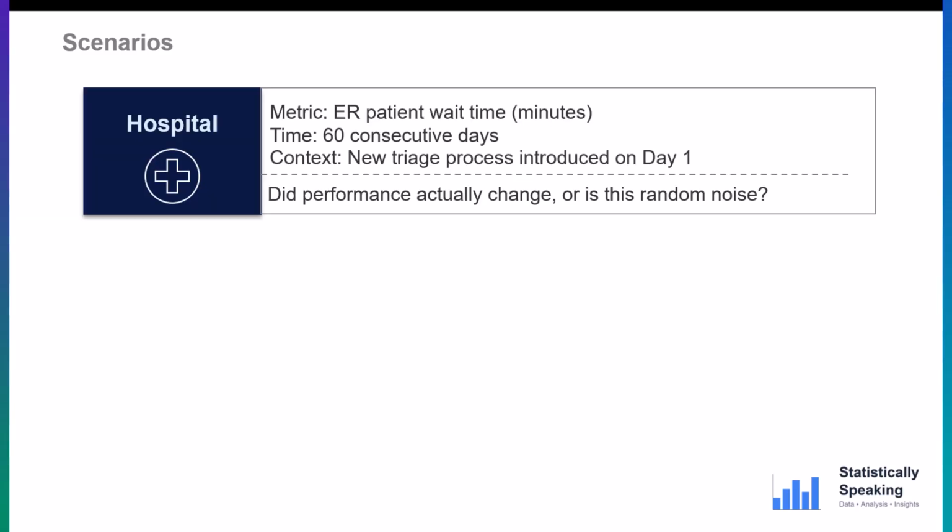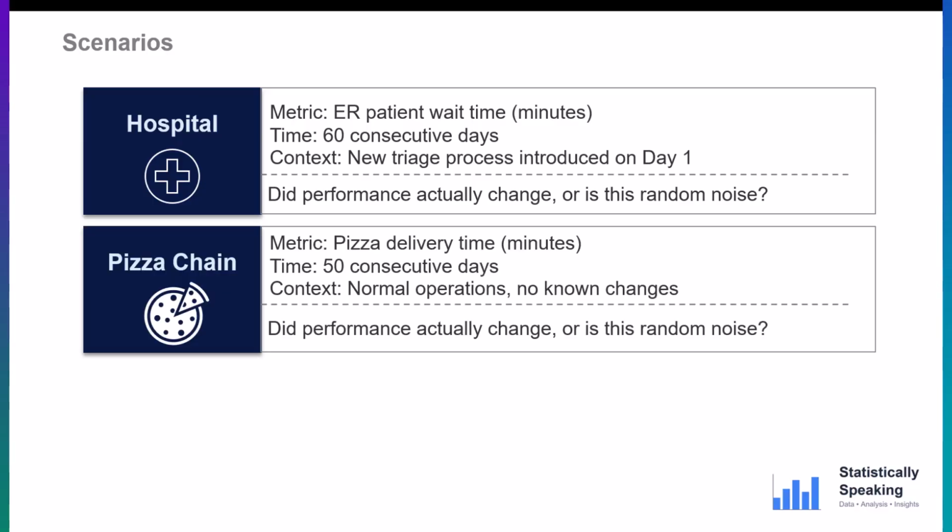A hospital, for example, in the healthcare industry, could track patient wait times in an ER over, say, 60 days to determine if a new triage process actually changed performance or if the fluctuations in the process performance were just random noise.